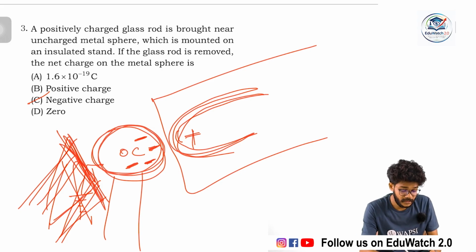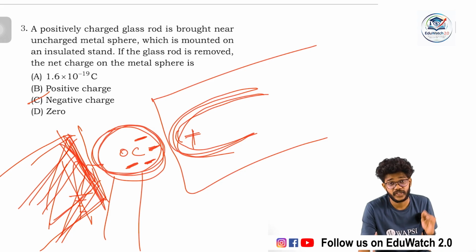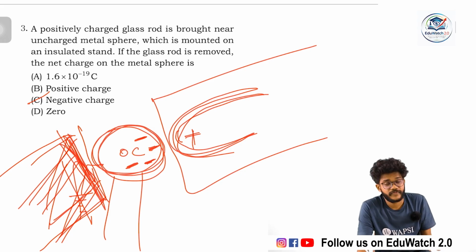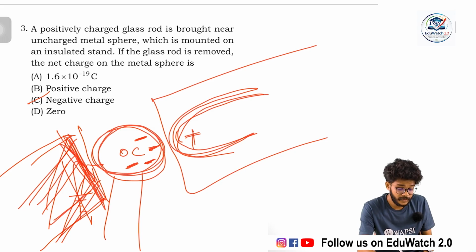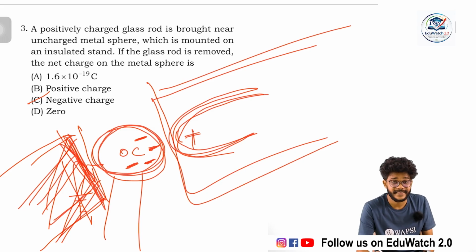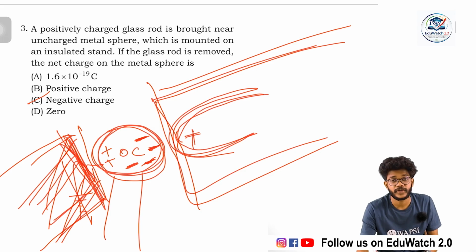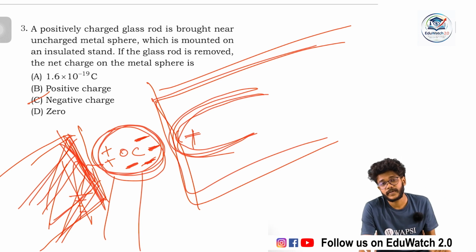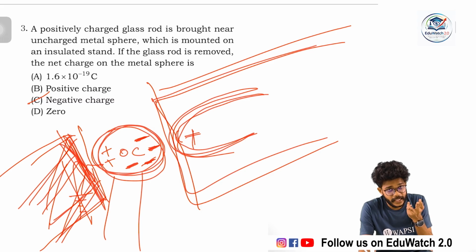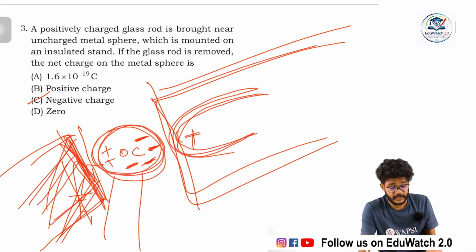But if the earth wire is not connected initially, from where can this negative charge come? After placing the positive rod, negative charge will come here and positive charge there, and after removing the positive rod, they will get neutralized and the net charge will be 0. So if the sphere is connected to the earth initially, and the earth is cut off before removing the rod, the charge will be negative.